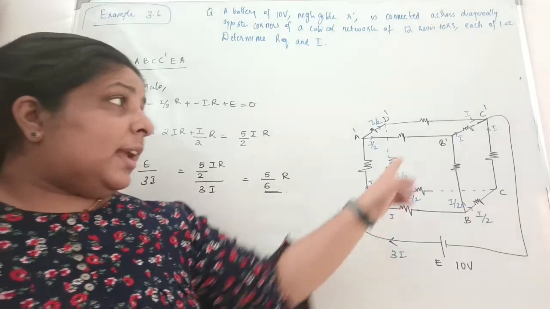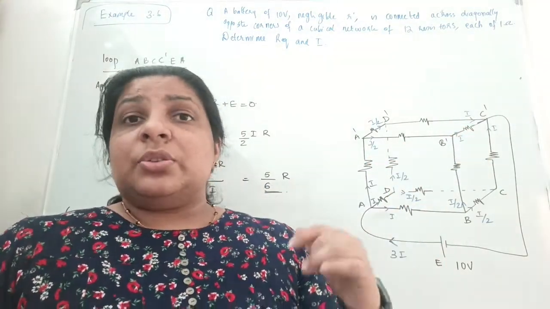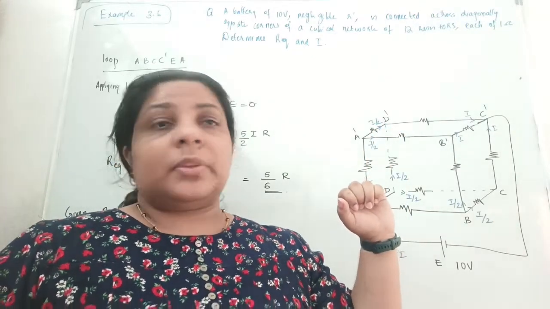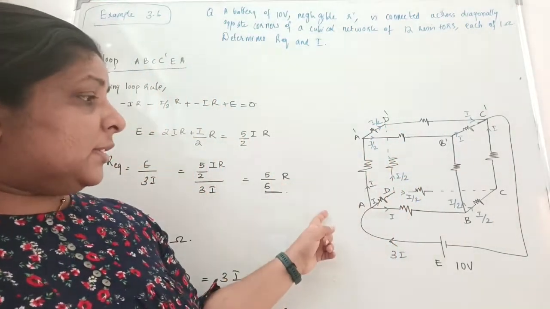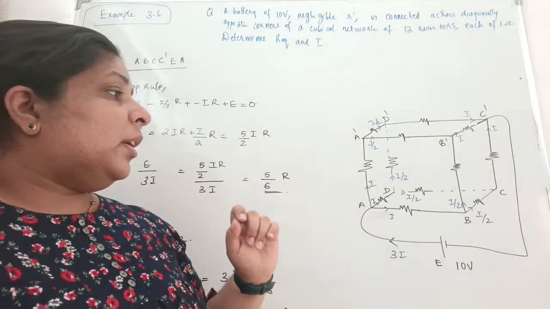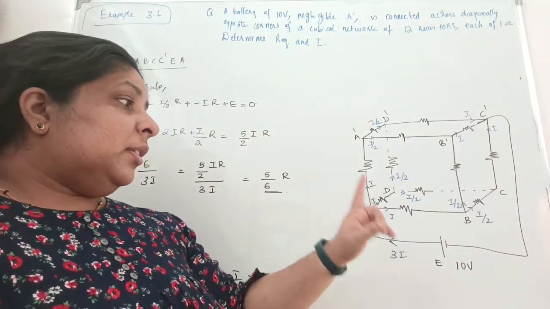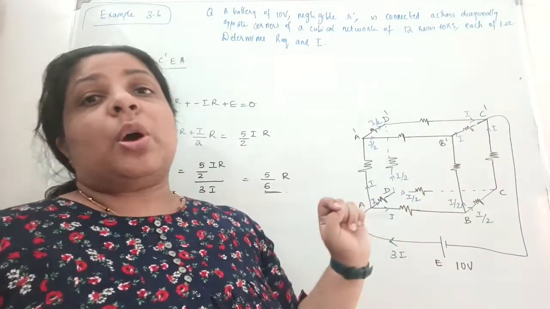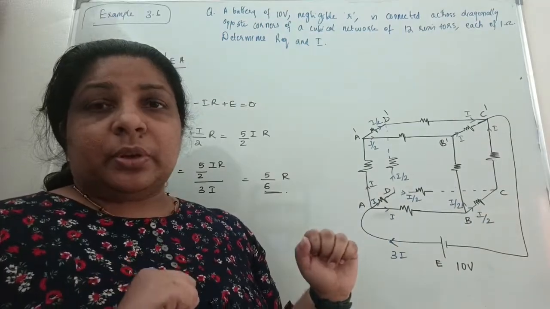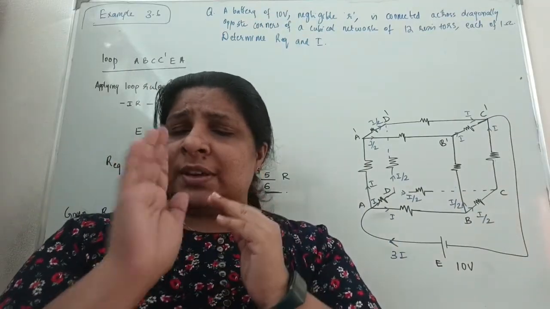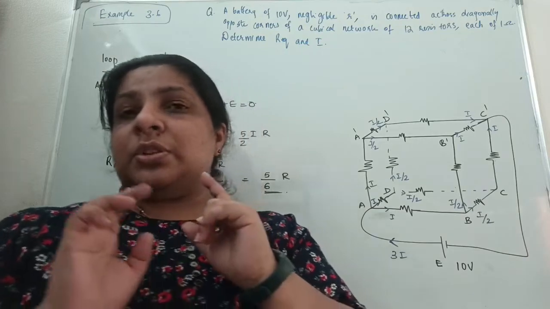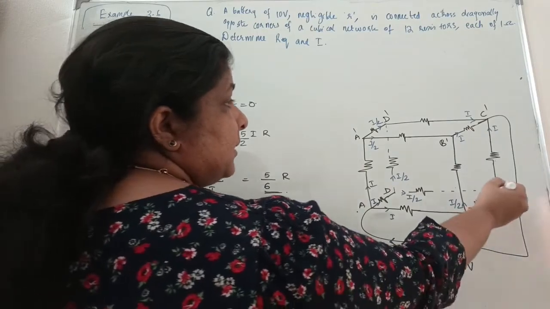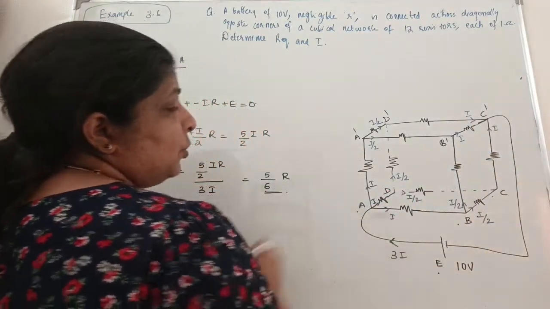Over here you can see A and C dash are the opposite corners, so the diagonal will be the body diagonal. So we have to find the equivalent resistance and current I, and over here the cell of 10 volt is connected across the body diagonal, or across the opposite corners of this cube. Now for solving this very easy question, you need to consider only one loop, that is A, B, C, C dash, E, back to A.